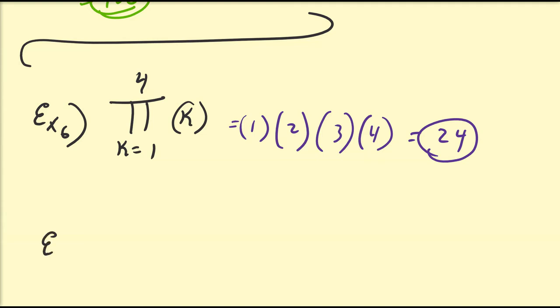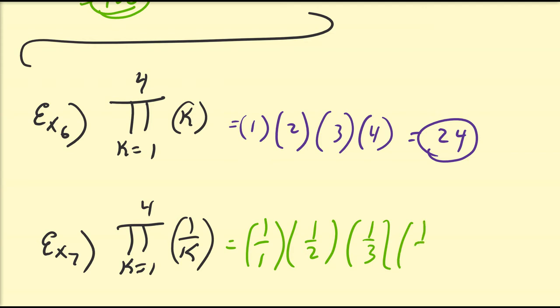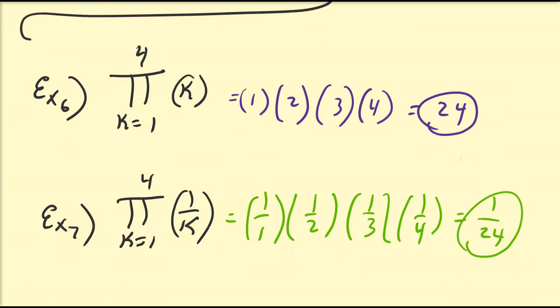Alright, so another basic example. Let's consider the product from k equals 1 to 4 of 1 over k. So what's this going to be? This is going to be 1 over 1 times 1 over 2 times 1 over 3 times 1 over 4. And of course this is pretty much the same as the beginning, just the reciprocal. So that's just going to be 1 over 24.